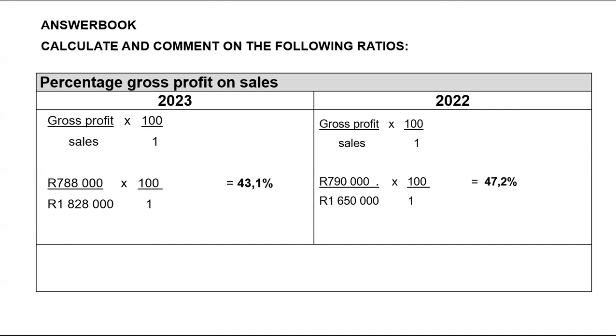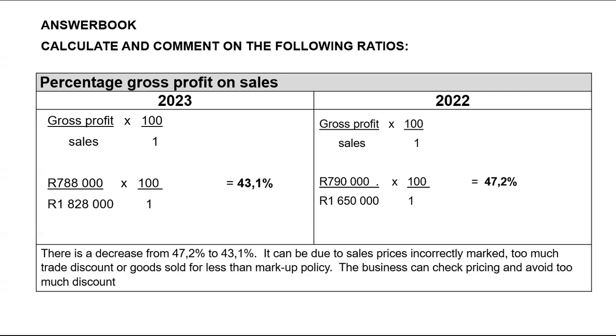Now, in this scenario here, you will note that there is a decrease from 47.2% to 43.1%. That's the first thing that you must do when you comment. You state that there is a decrease, all right, from this to that. And the decrease was this much. And now you give us the reasons why there was such a decrease. It can be due to sales prices incorrectly marked, too much trade discount that we offered our customers, or goods sold for less than markup policy. And this might be the case when stock is not moving. Okay, these are the reasons why there was a decline.